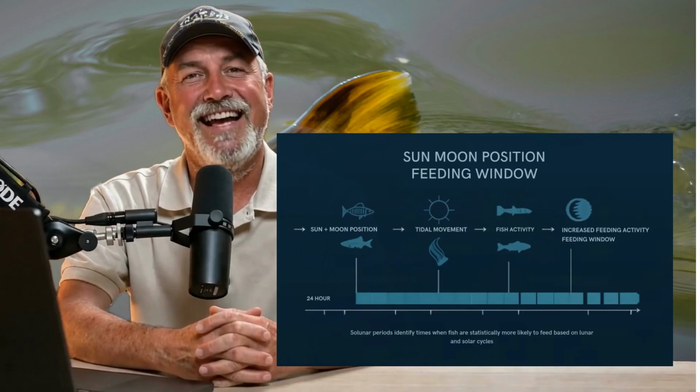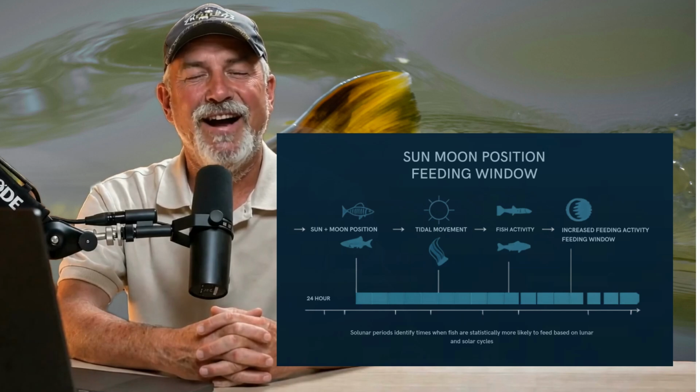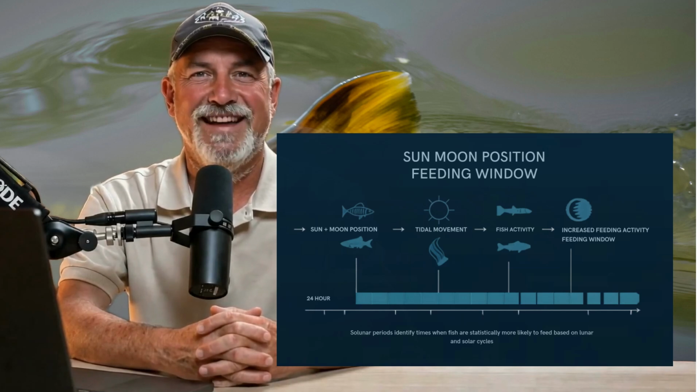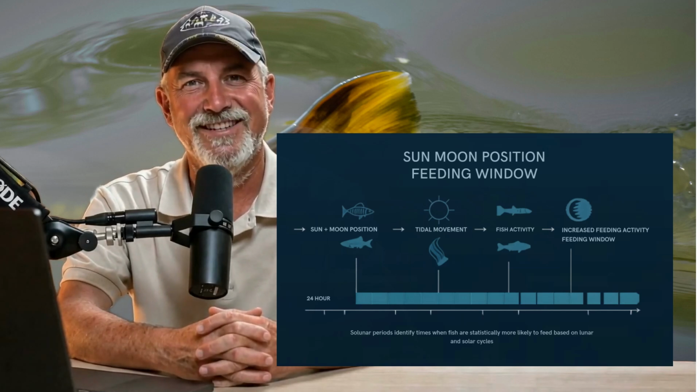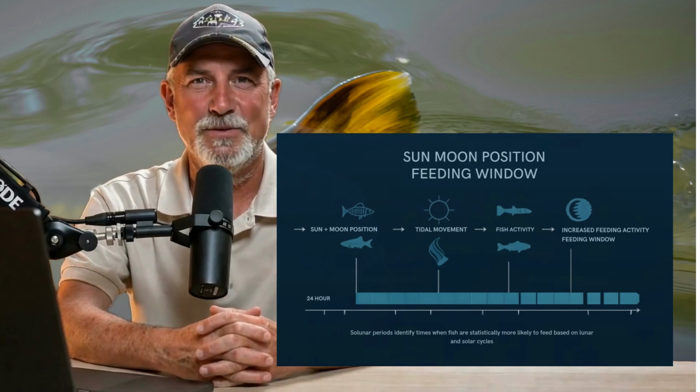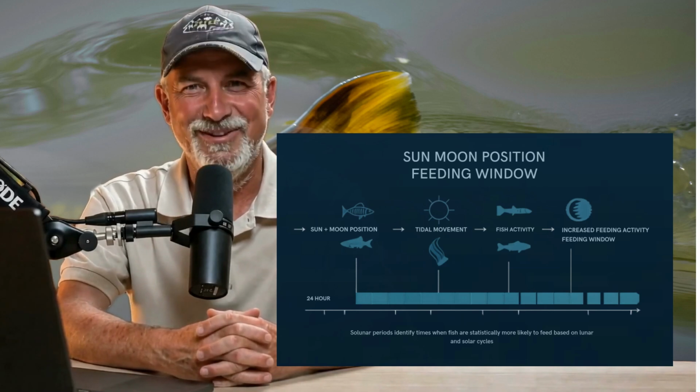Solunar theory dates back to 1926, when an angler and writer named John Alden Knight set out to explain a pattern guides had observed for generations. Wildlife activity spikes at predictable times, and those times follow the moon.